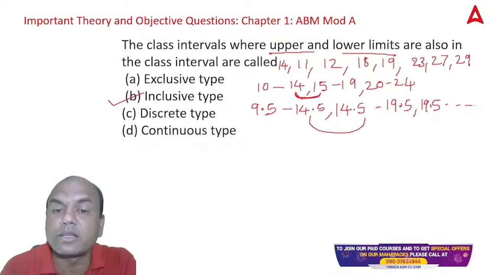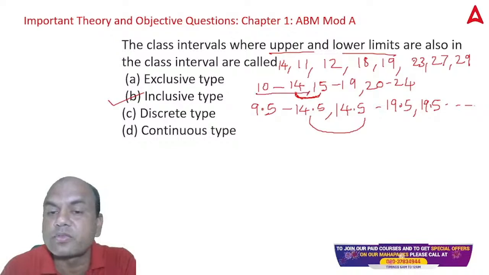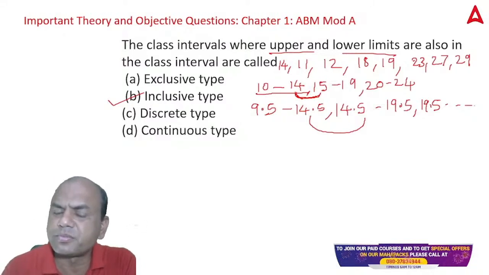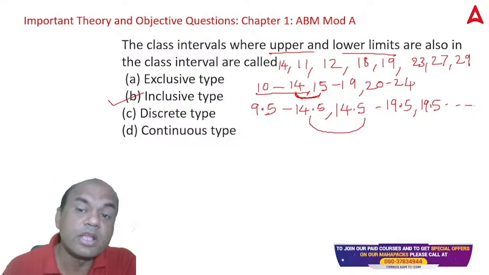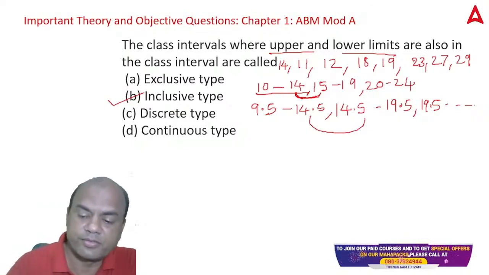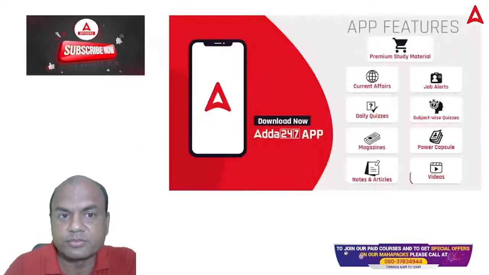So this is where the upper and the lower limits are also part of the class interval. Suppose I get the number 14, I'll arrange it in this class, not in this 15. The number 19 I'll arrange it in this class. Remaining are easy for you. So this is known as inclusive type. Got it, everyone? Clear? Move on.